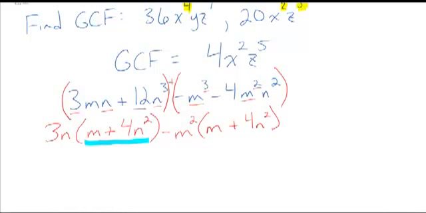And now to complete the factor by grouping, since these two sets of parentheses are the same, I can factor that out front. So I pull out my m plus 4n squared, and what does that leave me with? It leaves me with 3n minus m squared. Forgive my terrible handwriting there. 3n minus m squared. And that's factor by grouping.